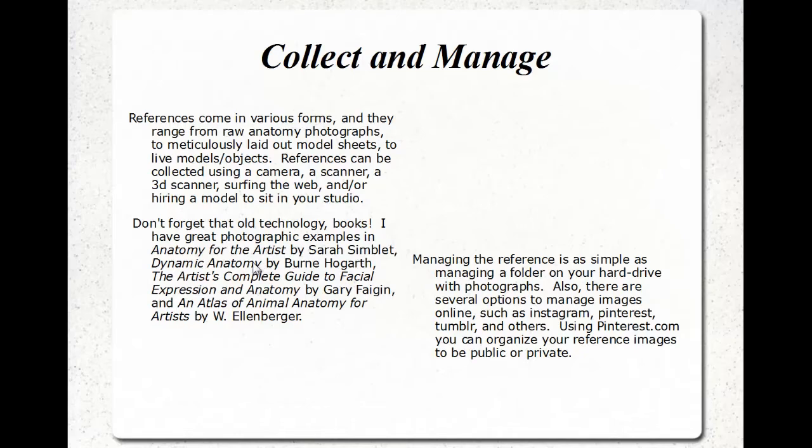Collecting and managing. References come in various forms, and they range from raw anatomy photographs to meticulously laid out model sheets to live models and objects. References can be collected using a camera, scanner, 3D scanner, surfing the web, or hiring a model to sit in your studio. Also, don't forget about books. I have great photographic examples in the Anatomy for the Artist by Sarah Simblett, Dynamic Anatomy, The Artist's Complete Guide to Facial Expression and Anatomy, and an Atlas of Animal Anatomy are just a few books in my library. Not to mention the references that I've gathered from online sources.